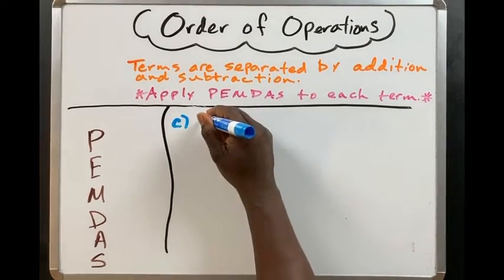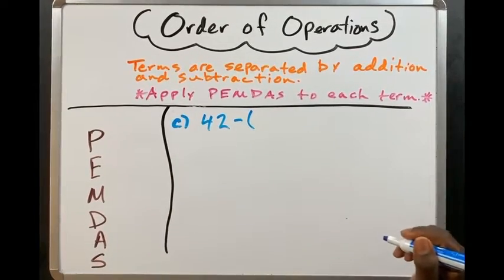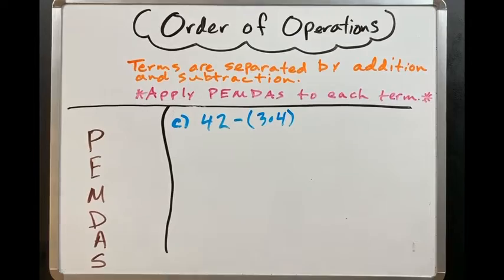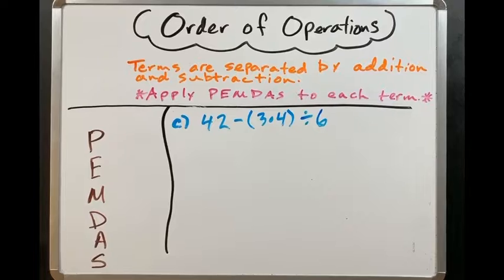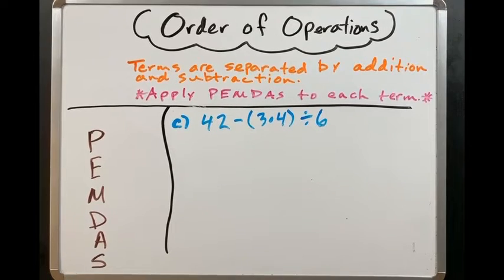Okay, so we have 42 minus, now we're going to deal with one involving parentheses, okay? 3 times 4 divided by 6. Check it. Yes, we got it right. All right, so here we have subtraction, we have multiplication, we have parentheses, and we have division, all in this one expression. All right, so remember, the first thing you do is you circle the terms. Okay, so let's go and do that.